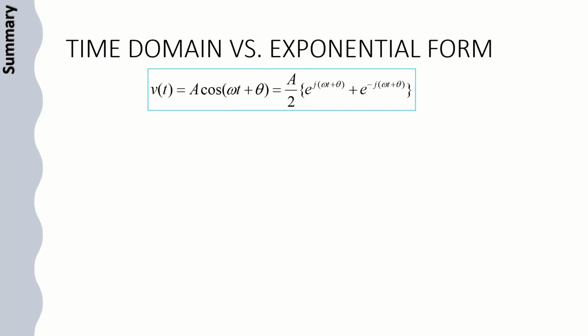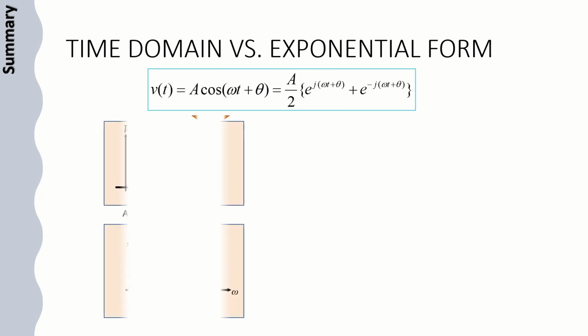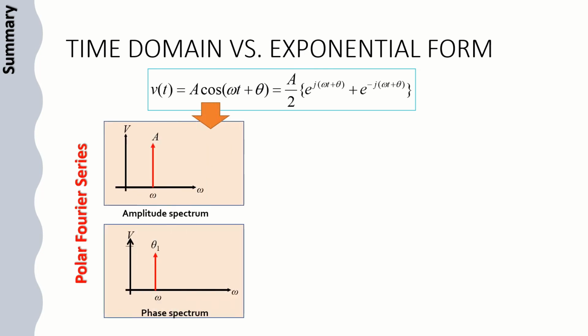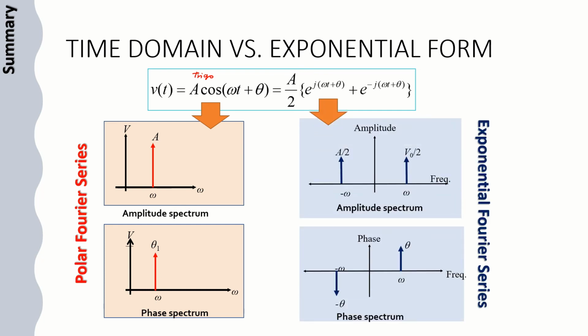So, in summary, time domain versus exponential form. This is a repetition from the beginning. For the trigonometric function, you're going to have a single sign for both amplitude and phase. However, for the exponential, you're going to have a double sign, double sided for the exponential Fourier series. So please bear this in mind.